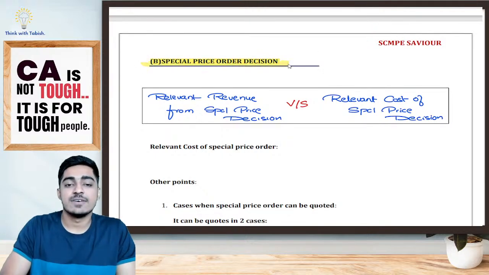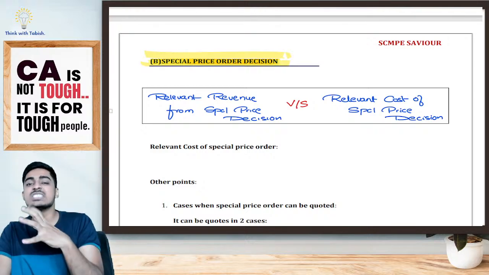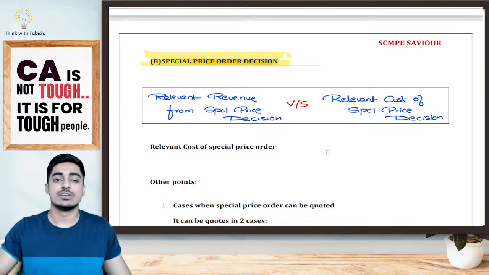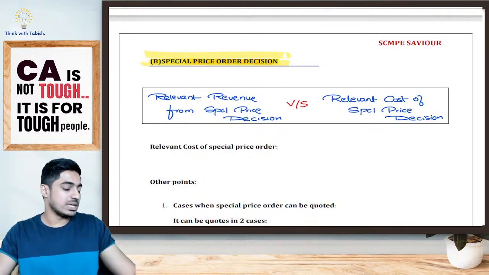Special price. We are selling something. Generally we are selling it at a different price. But for this specific customer, we are planning to give it at a special price. How do we take a decision? Again, let us try to understand it with the help of a small example.